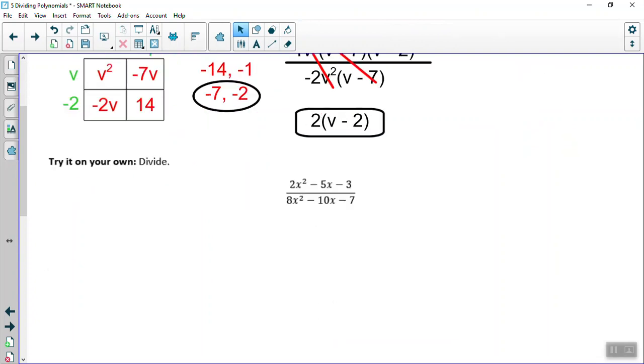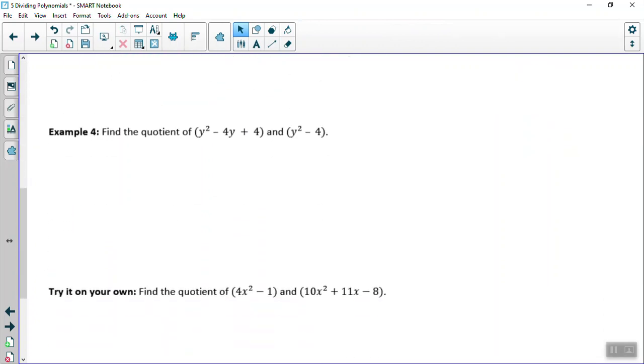Another try on your own. But first, let's look at one more example.